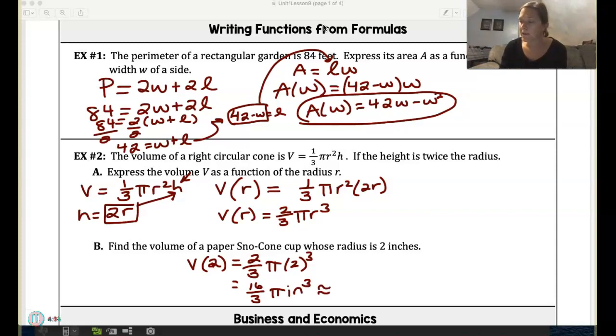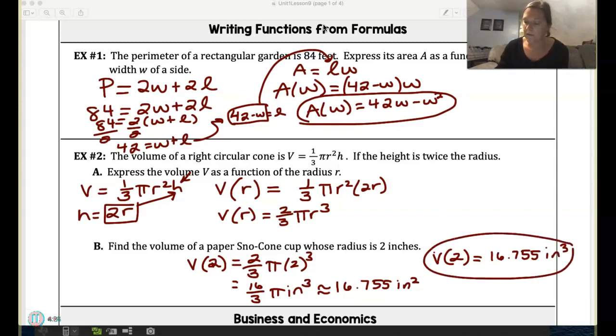Our approximate answer, when we put that into the calculator, you should get 16.755. So our volume of a 2-inch radius snow cone cup is approximately 16.755 inches cubed. Okay. All right, so those were quite easy because maybe we remember our formulas from geometry.